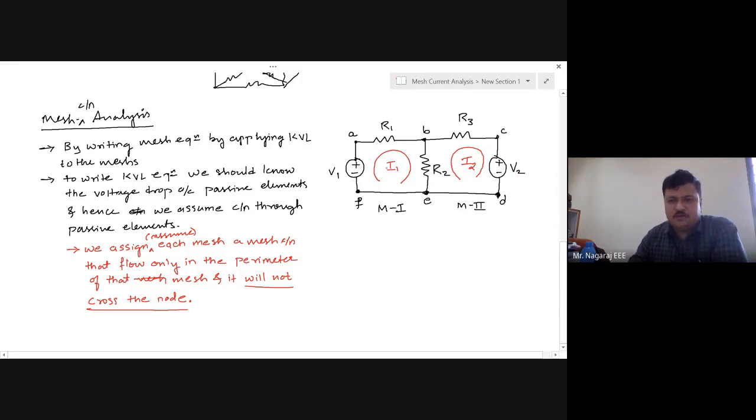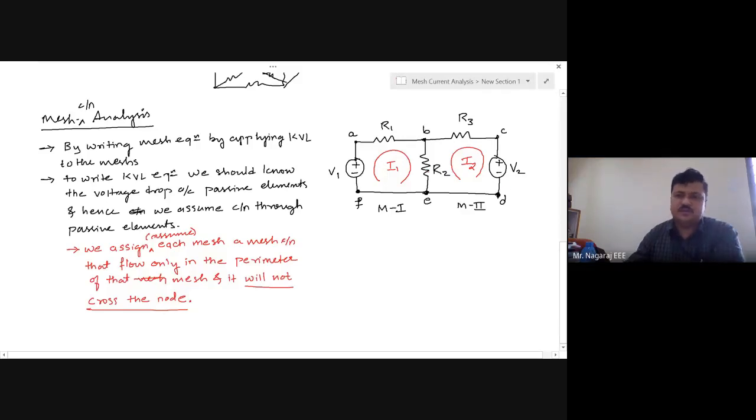So if I have two meshes, I will get two equations with I1 and I2. Two equations, two unknowns, I1 and I2. I can solve them and get the values of I1 and I2. If I have three meshes, I will assign the third current as I3. I will have three equations and three unknowns, I1, I2, I3. I will solve all the three equations. Then I will get the values of I1, I2, I3.